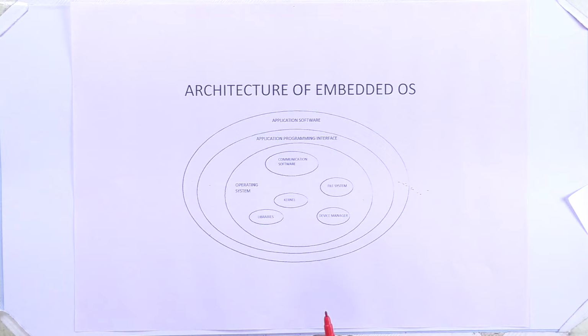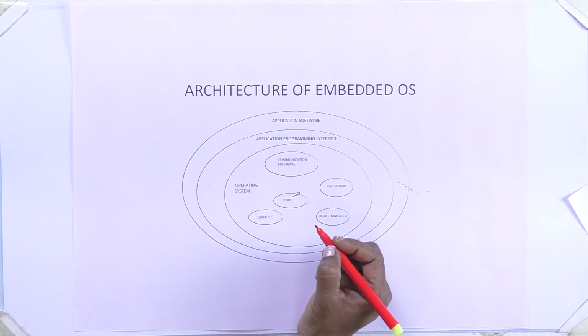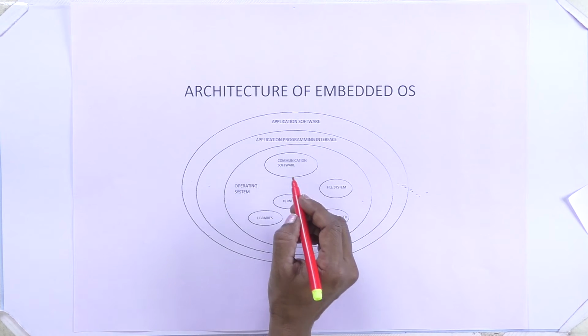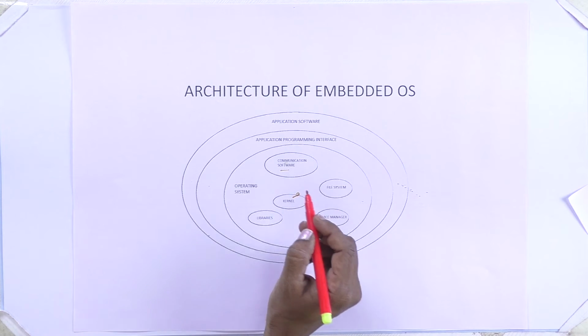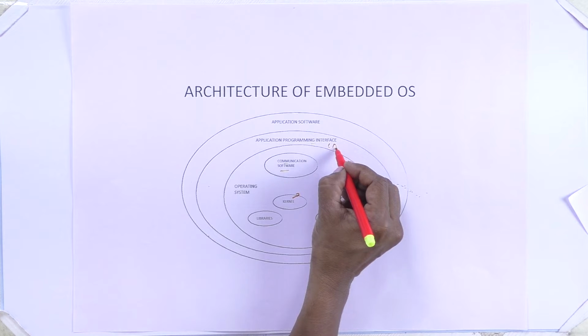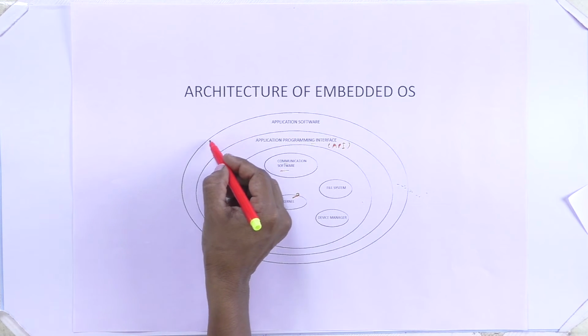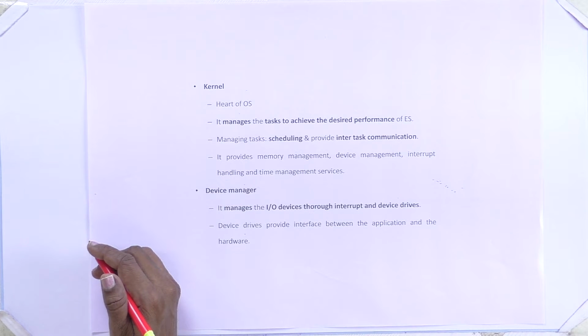When we look into the architecture, the heart of the OS is the kernel. And it includes libraries, device manager, file system and the communication software. Above that we have the application programming interface, nothing but your API. Then comes your application software. So as we discussed, the heart of the OS is the kernel.